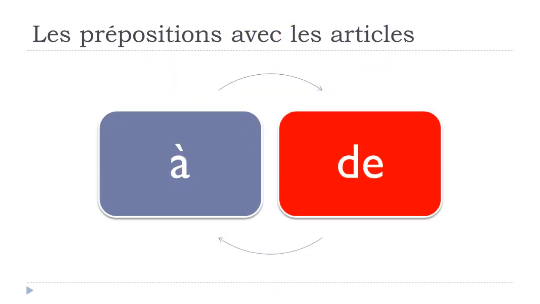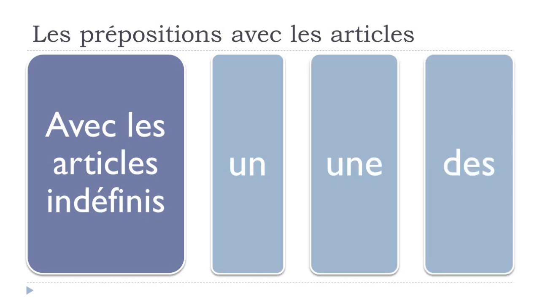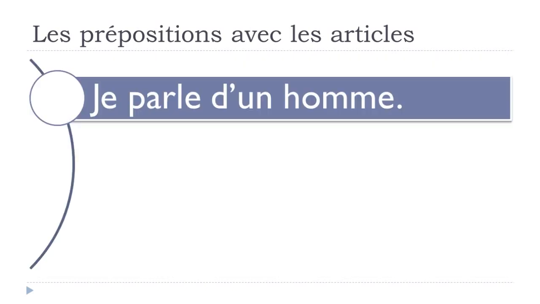Okay, and now let's have a look at de. Exactly the same thing, we'll see how de will react. First avec les articles indéfinis, so un, une, and then des. I took this parler again, but keep in mind that if we've got parler and then we use the preposition de, then it's to talk about something. So here, je parle d'un homme.